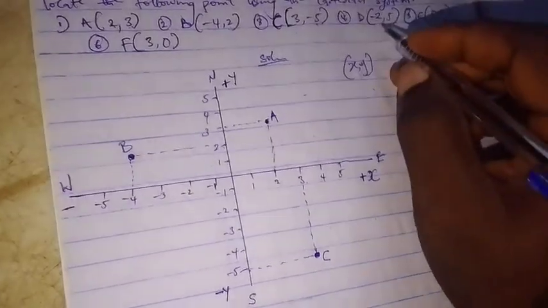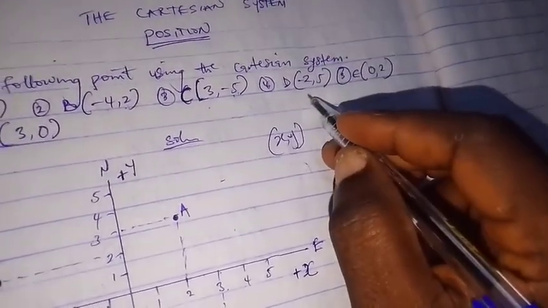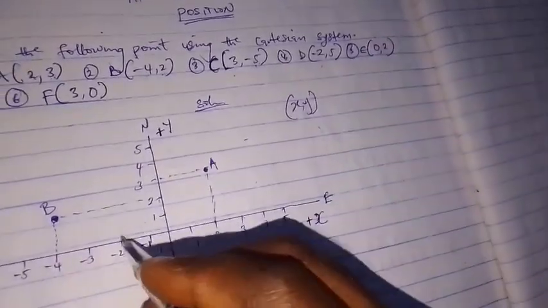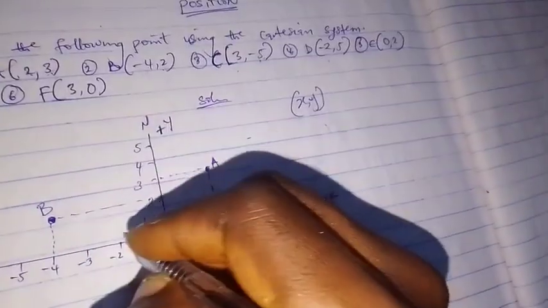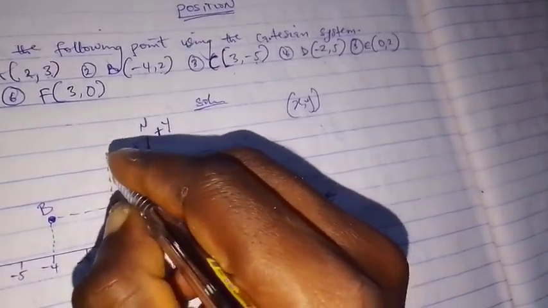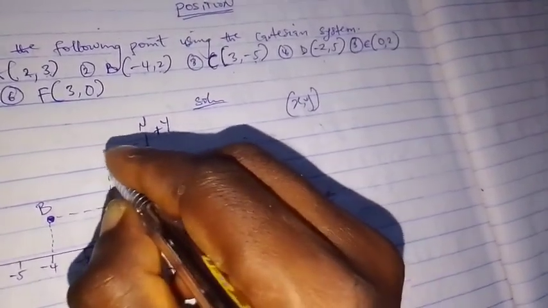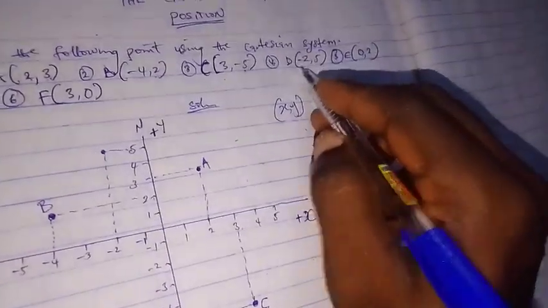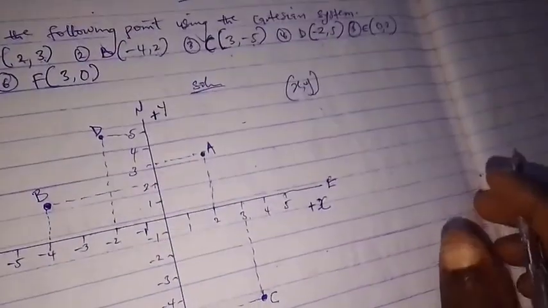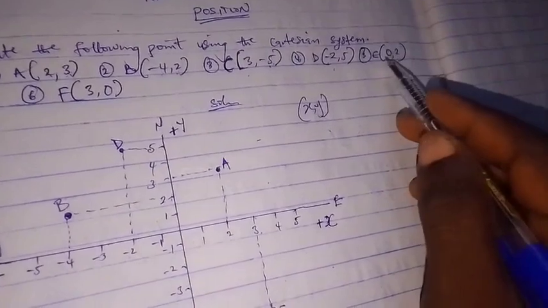Then the next thing is D. D is (-2, 5). So x is minus 2 against 5 for y. We trace it up and locate 5. This is where they met. This one is point D. Is that okay?